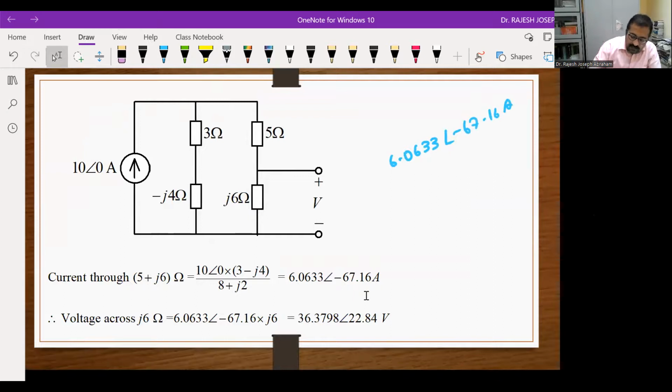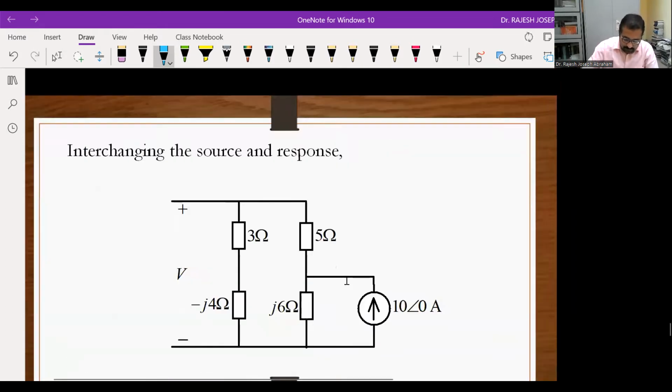Now, what's the voltage of this thing? That into J6. So you will get 36.3798 angle 22.84 volts. So that will be the voltage across J6 ohm. Now what we need to do, we need to interchange the position of the response and the source. That means instead of these, say A and B, we have 10 angle 0 here, and here we need to measure at point X and Y, we need to measure what is the voltage. Like shown here.